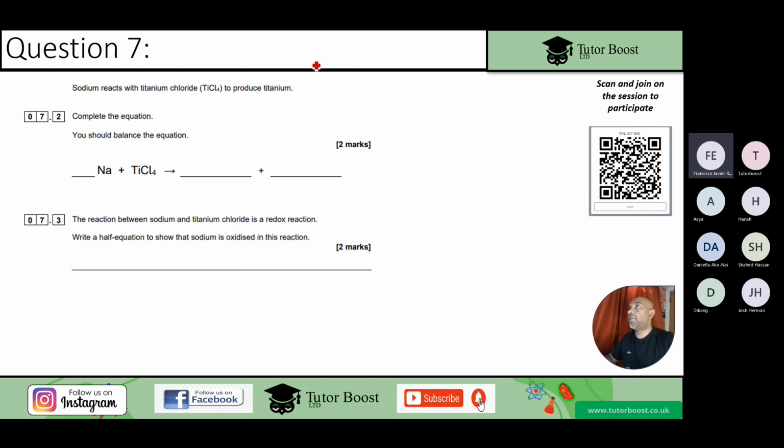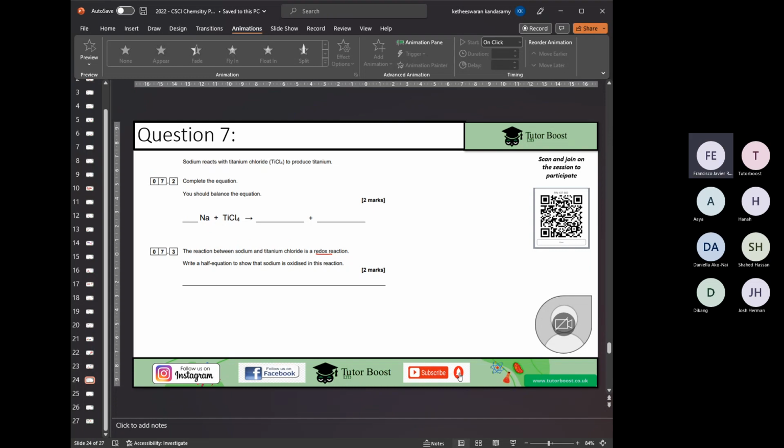So next question. Sodium reacts with titanium chloride to produce titanium. Complete the equation. You should balance the equation. And then the reaction between sodium and titanium chloride is a redox reaction. Write a half equation to show that sodium is oxidized in this reaction. So I'll give you 2 minutes. See if you can write the answers for me on the whiteboard, please. Let's have a look at the answers. Well done, Aya.